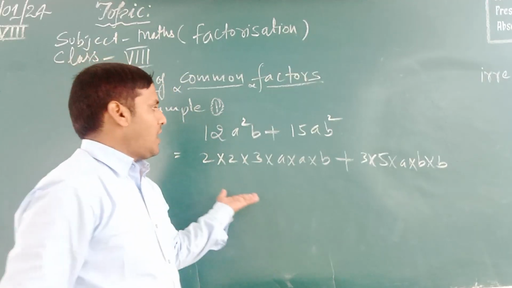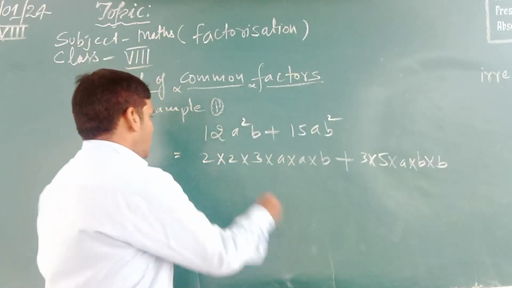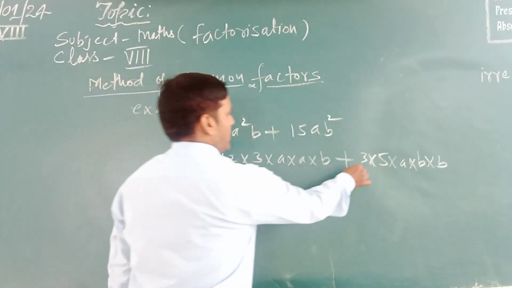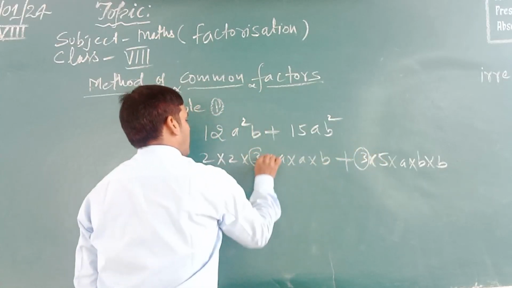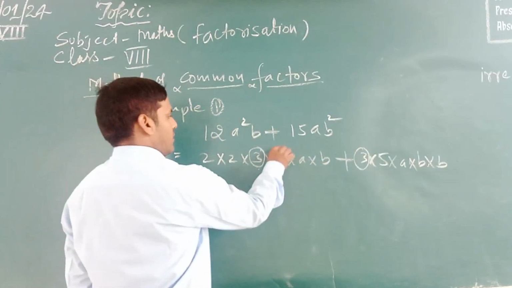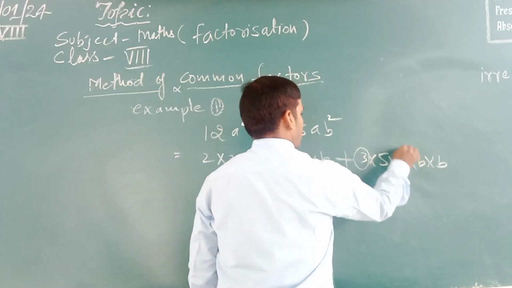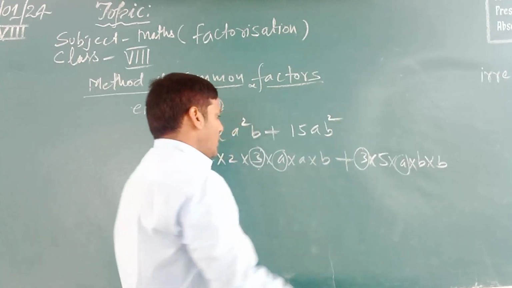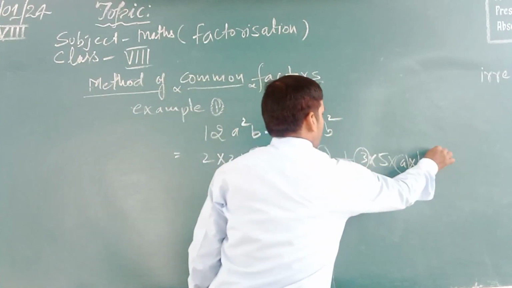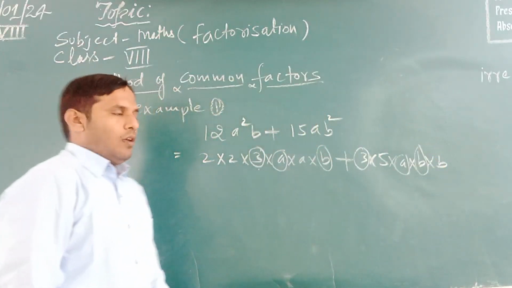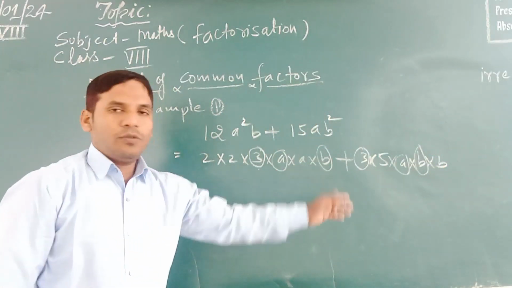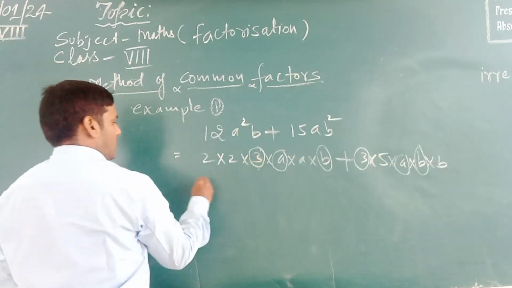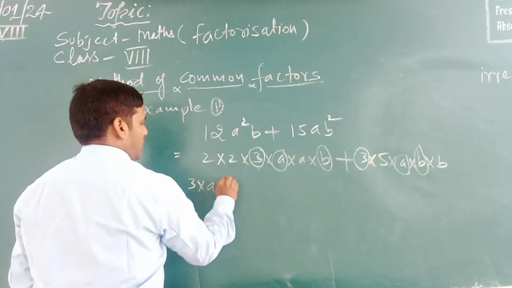Now see, what is common in the given terms? 2 is here, but 2 is not here. It means 2 is not common. 3 is here and 3 is here. It means 3 will be common. a is here, a is also here, but here is a squared, and here is only 1 a. b is here, b is here. Right? These are the common terms between these two terms. All the common terms you should take before the bracket, like this: 3 into a into b.